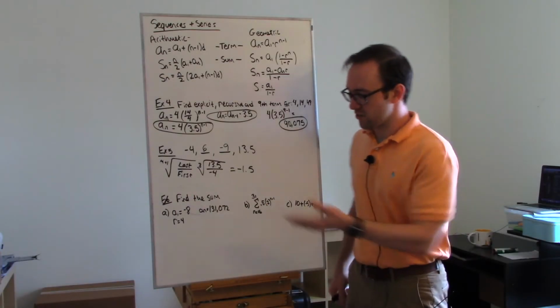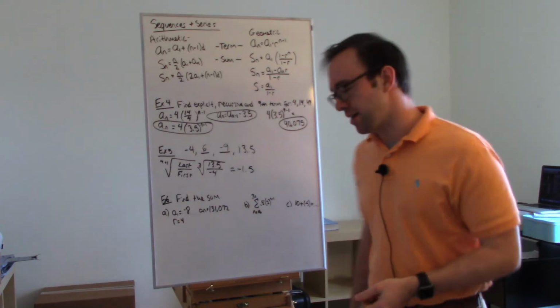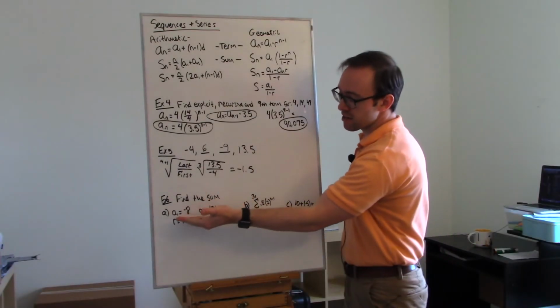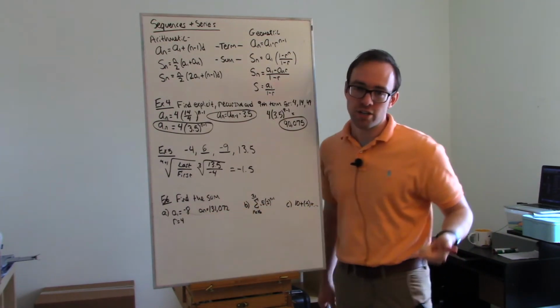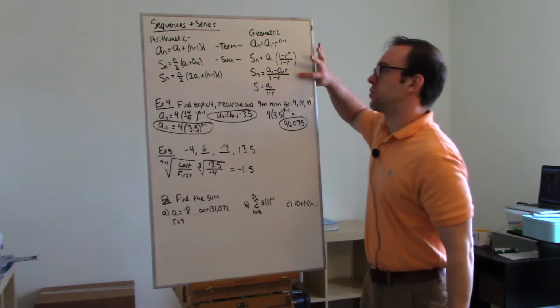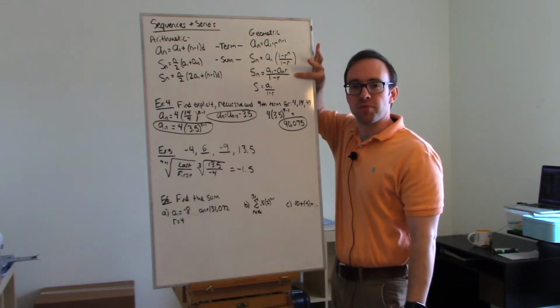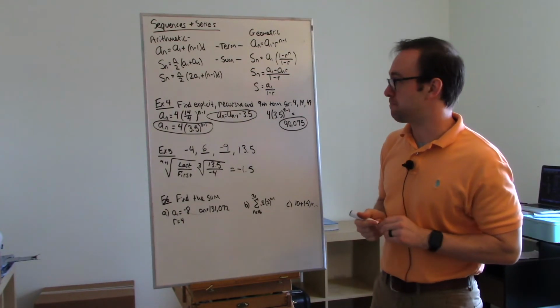And then finally, example 6, finding the sum. So A, B, and C, we're going to go through and try to find the sum. In part A, the first term is 8, the last term is 131,072, and the r is 4. So since we have a1, an, and r, we would use the second sum formula for geometric sequences because we have everything we need to simply plug it in.